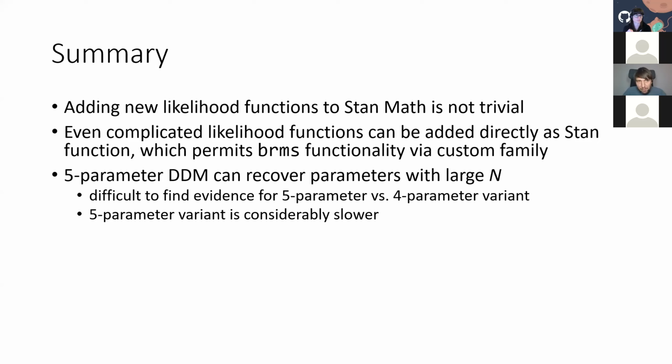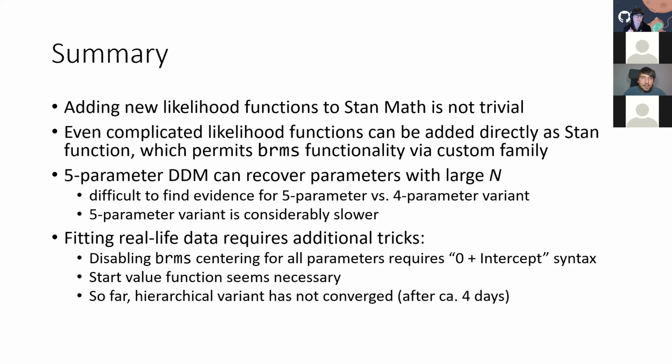The 5-parameter DDM can recover parameters as long as you have a large enough number of trials. However, it's difficult to find evidence for the 5-parameter versus the 4-parameter variant, and the 5-parameter variant is also considerably slower, at least double the time.